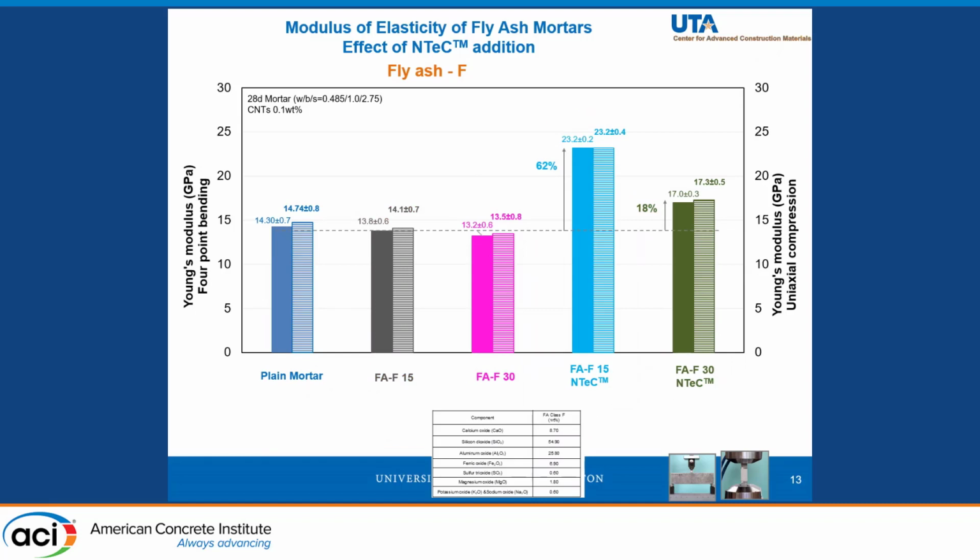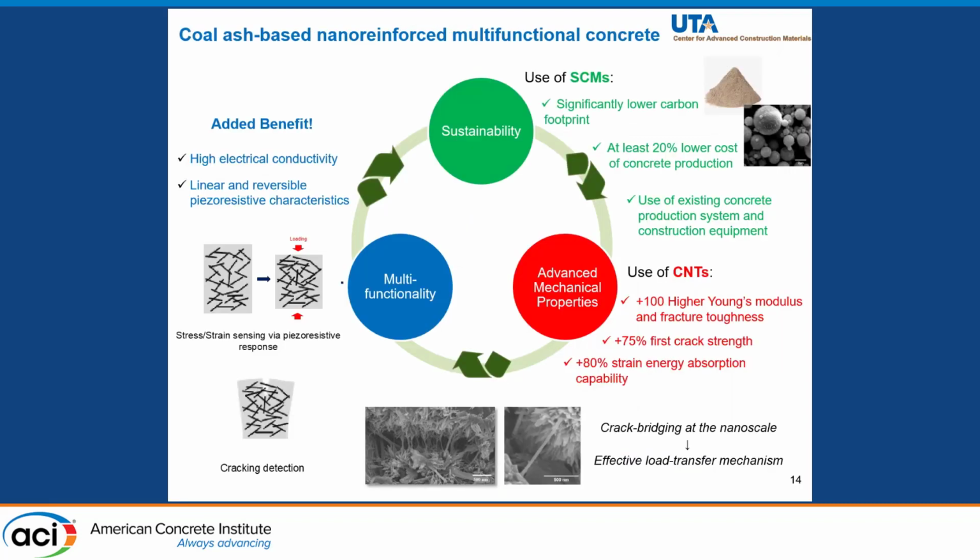Similarly, for mortars with the use of fly ash type F as cement substitution, we see the same trend, and again, 15% cement replacement gave us the highest increase in Young's modulus, of about 62%. So far, we see that the addition of NTEC CNTs in the cementitious mortars impressively increases their mechanical properties, namely flexural strength, Young's modulus, and compressive strength.